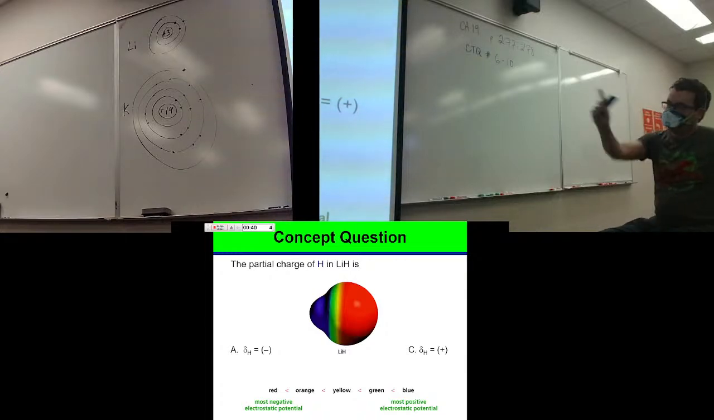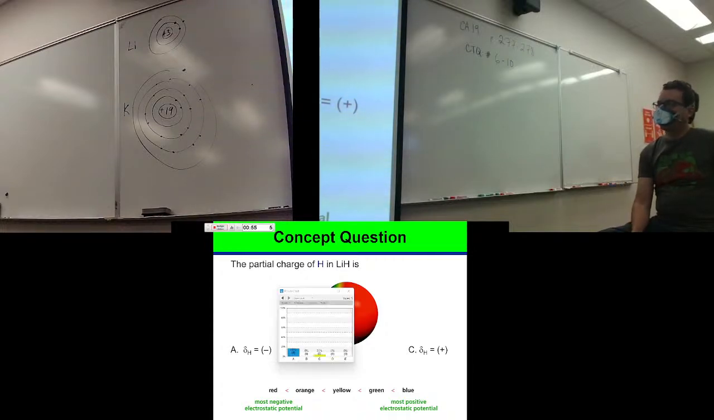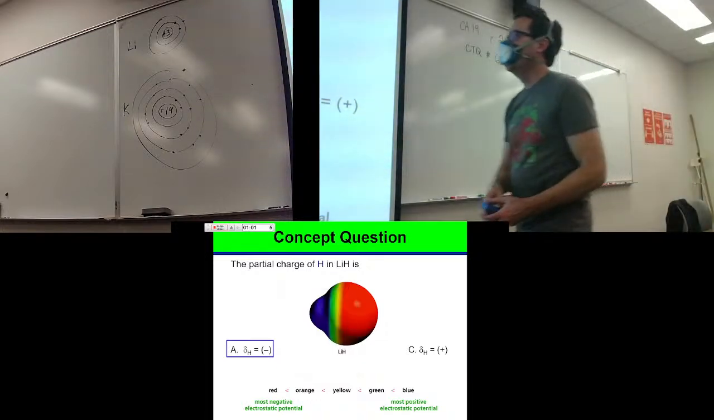So you can either look at this picture, or you can actually look at a table of electronegativities. So look at the electronegativity for lithium. Look at the electronegativity for hydrogen. And which one is the higher electronegativity? So the higher electronegativity is going to get the partial negative charge. So in this case, the answer is A, okay?